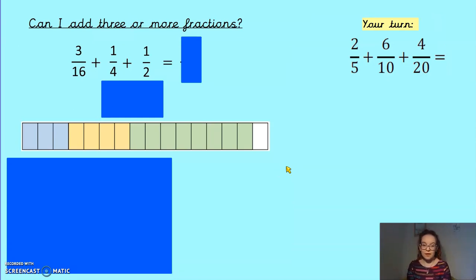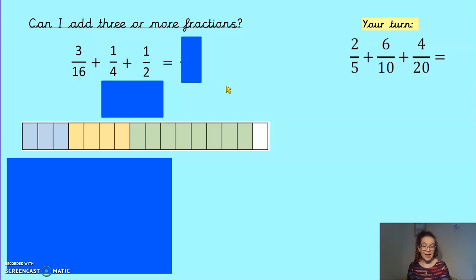Now this is an addition question which has 3 fractions. We've got 3/16, add 1/4, add 1/2. Now, what do we know that we have to do when we are adding fractions? What do we have to remember? We have to remember that our denominators need to be the same. So exactly the same way that we would with a normal addition with 2 fractions, we need to make sure that all 3 of our denominators are the same.